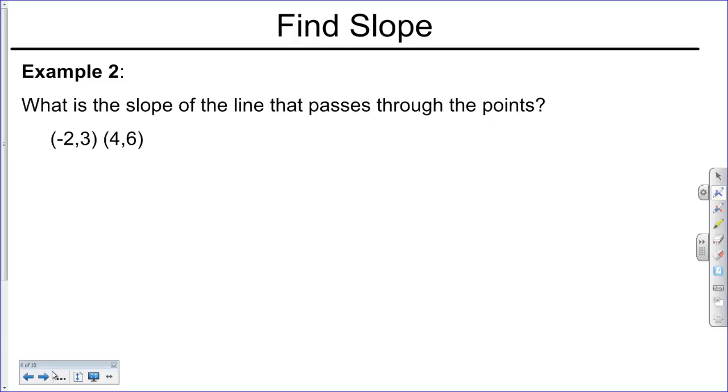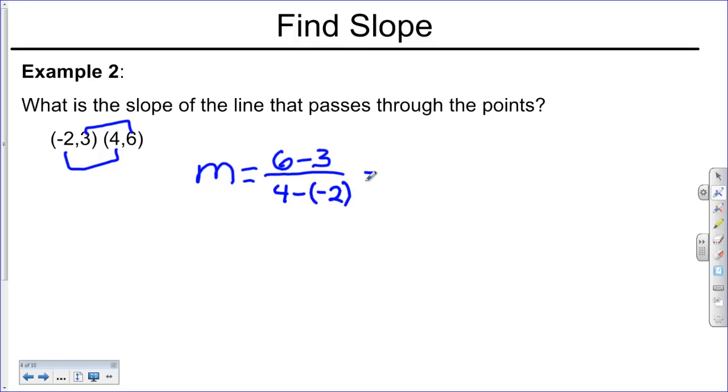Example 2, what is the slope of the line that passes through those 2 points? Again, it's just going to be change in y over change in x. So M, which is our slope variable, is going to equal 6 minus 3 over, I started with the 6 last time, so I got to start with the 4. 4 minus -2, and we end up with 3 over 4 minus -2 is 6.